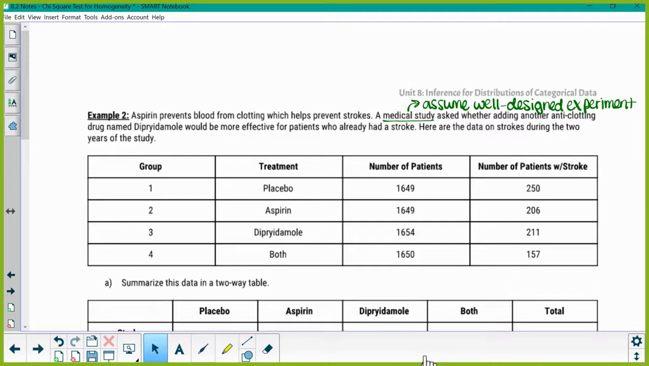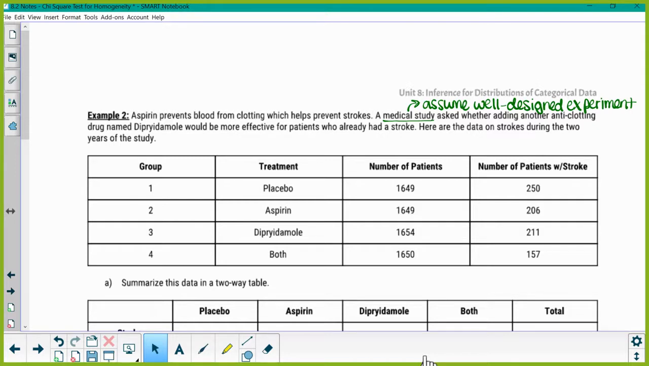Anytime you are told it is a medical study, or the study is printed in an academic journal, or one of the big polling organizations like Gallup does a poll, we generally are going to assume that those are well designed experiments and surveys. So we're going to assume that they're doing things the way they're supposed to, because it is a claimed medical study performing an experiment, since they are going to be changing the different treatments for different patients to see what's the best outcome.